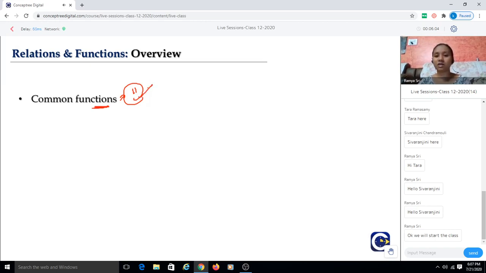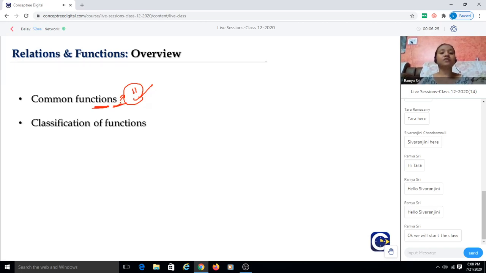I'm not focusing on this anymore, but you have to go through the common functions topic again, because while solving questions related to functions, you might come across these common functions again. So you should be thorough with this topic.